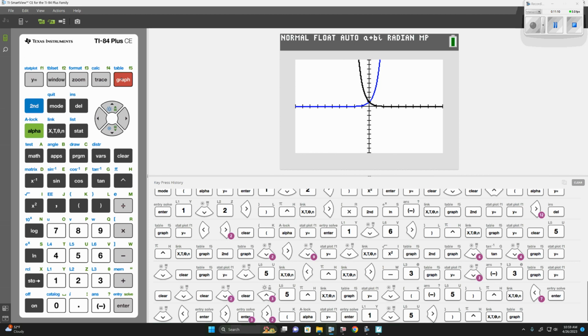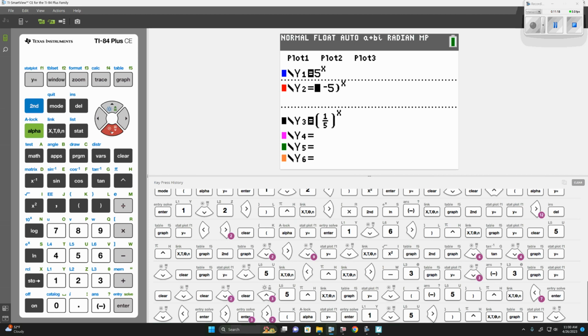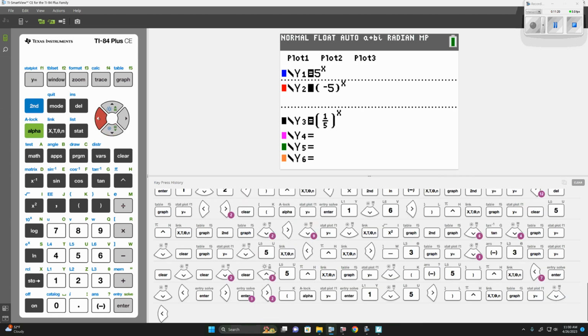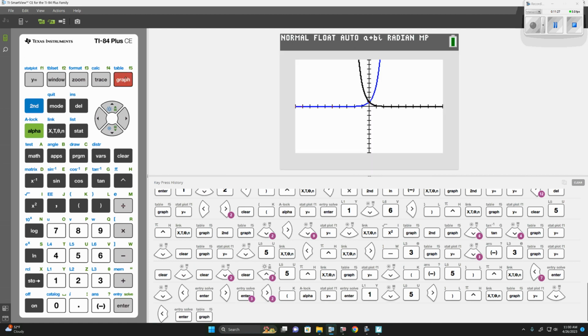And as we go from left to right, the blue one increases. The black one decreases. It goes closer to x. The blue one goes farther away. So as we look at both of these here, what do we think this one's going to do? We ready to see? So let's look at the table and see what the values do.